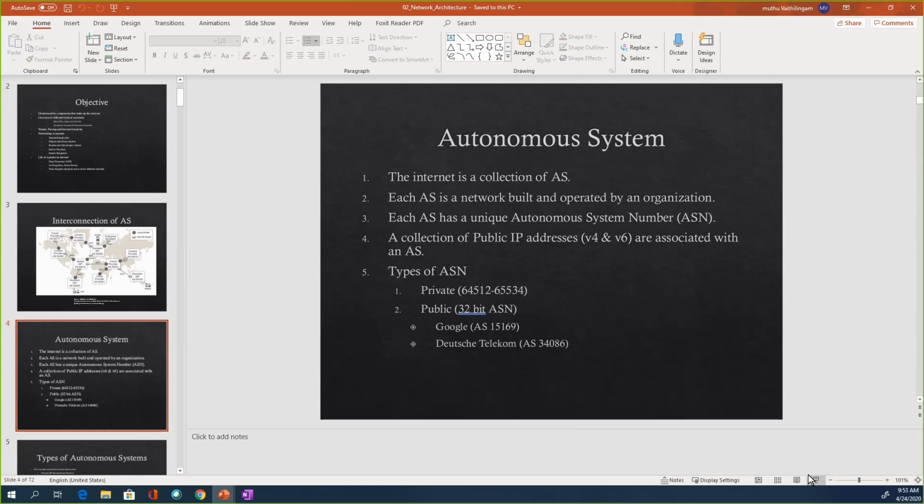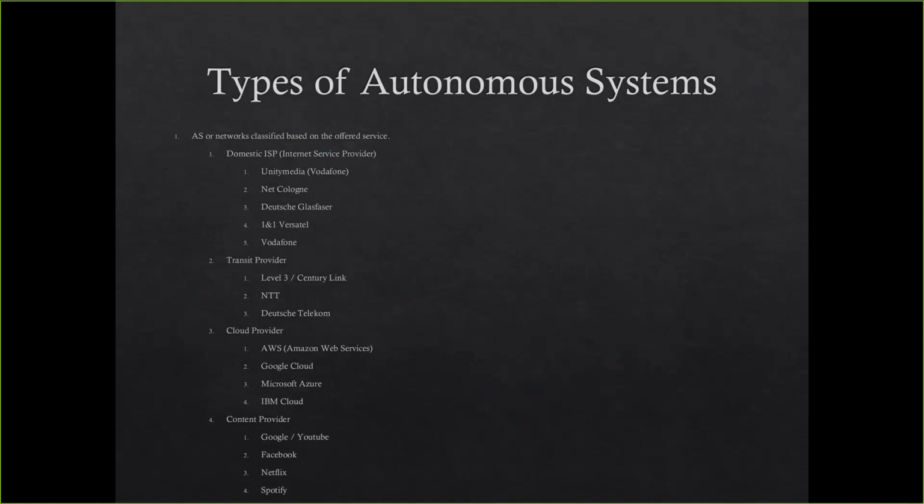Okay. And once this is clear, there are different kinds of autonomous systems, right? We saw different categories of network providers. One category is domestic ISPs, like in Germany you have Vodafone, Versatel, Deutsche Glasfaser, who's giving you FTTH or fiber connections. Net Cologne, you will see in Northern Westphalia, Unity Media, Deutsche Telekom, right? So all these are domestic ISPs. They are selling you broadband connections, or LTE, 3G LTE connections.